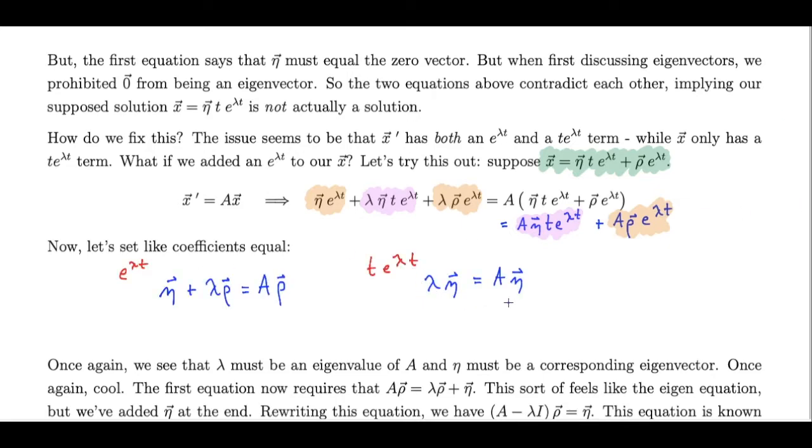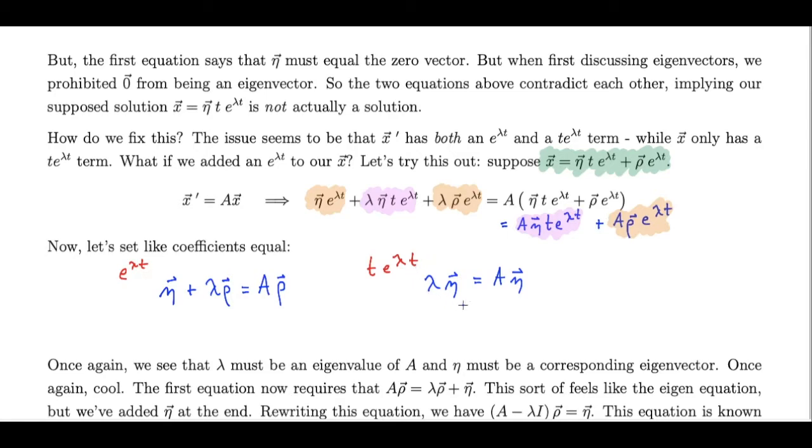This second equation, which contains the coefficients on t e to the lambda t, once again yields my eigenequation, and so that once again tells me that eta has to be an eigenvector of A, which corresponds to the eigenvalue lambda. Nothing different there. How about here, if I look at the coefficients on the e to the lambda t terms, this now says that eta plus lambda rho needs to equal A times rho. Previously, this first equation led to a contradiction with the second equation. So the question is now, is it possible for both of these equations to be consistent?